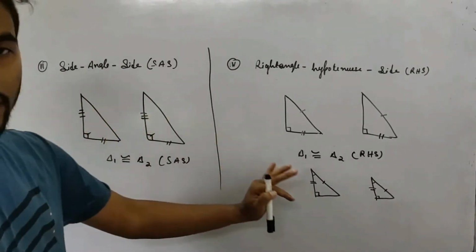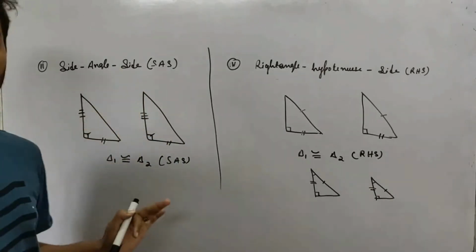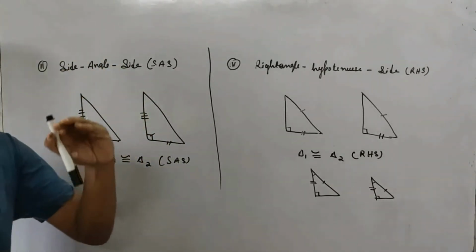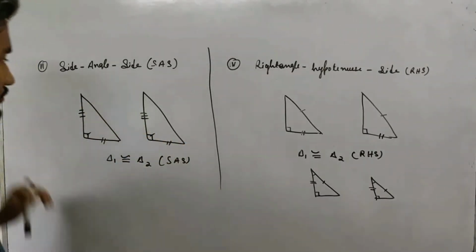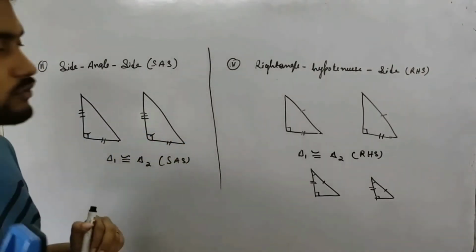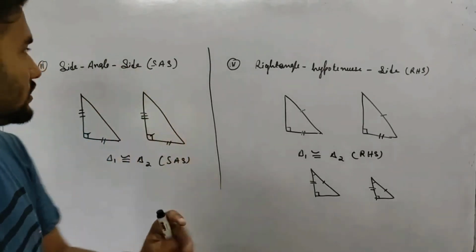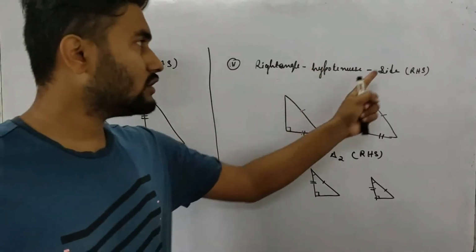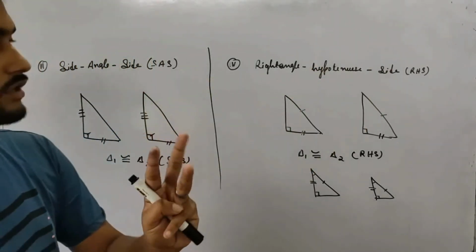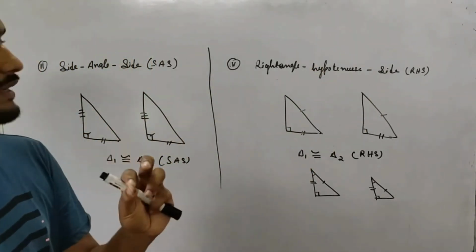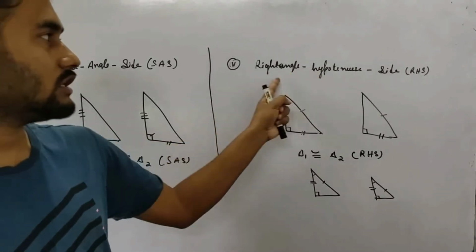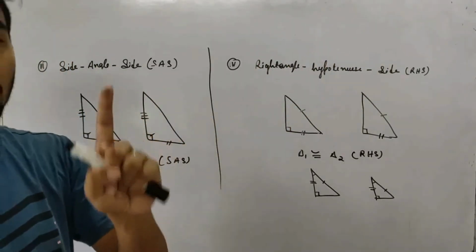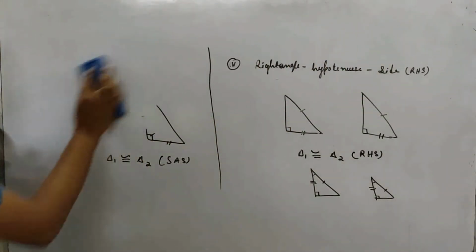What is the difference between SAS and RHS? While solving the question, you will have to check whether your angle is in between or not. And remember, to show congruence, you need three conditions. One condition, second condition, third condition. Without three conditions, you will not get your full marks. Zero you will get. Even if you show only two conditions, if you have not shown the third condition, you cannot say that the triangles are congruent. Done.